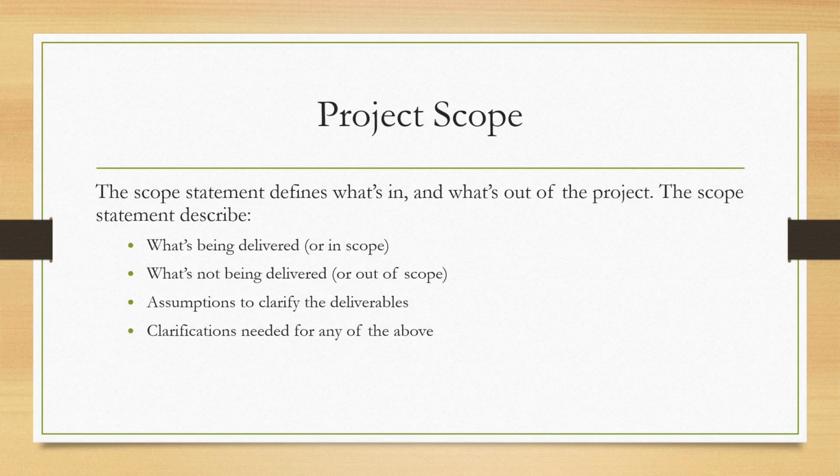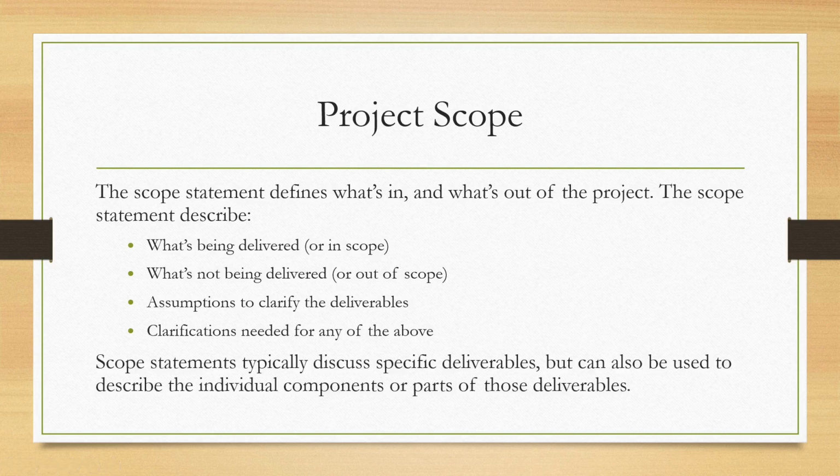So we're going to be able to work out today what's been delivered, what's not been delivered, and our assumptions, and we're not really going to go for clarifications yet. Clarifications will probably come later on when we get more information about the problem that we are trying to solve. So the scope statement typically discusses specific deliverables, but you could also be more specific and describe individual components of the solution as part of the scope.